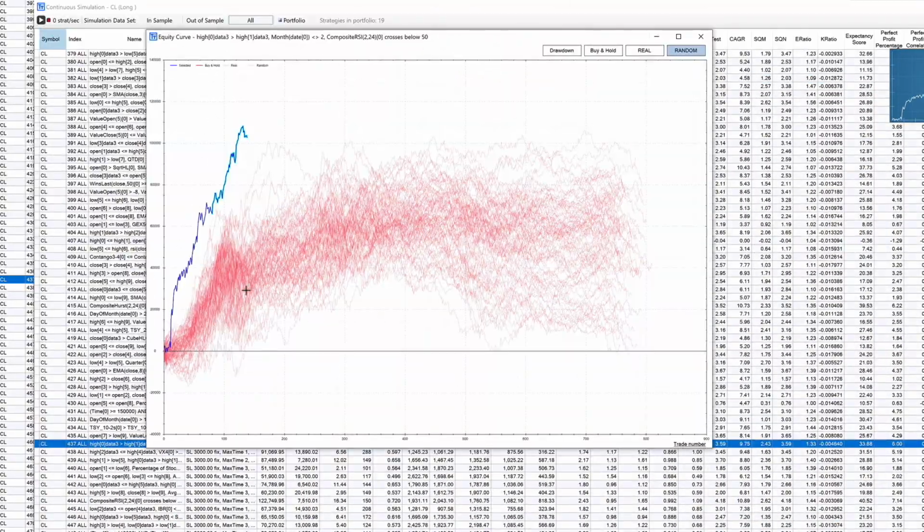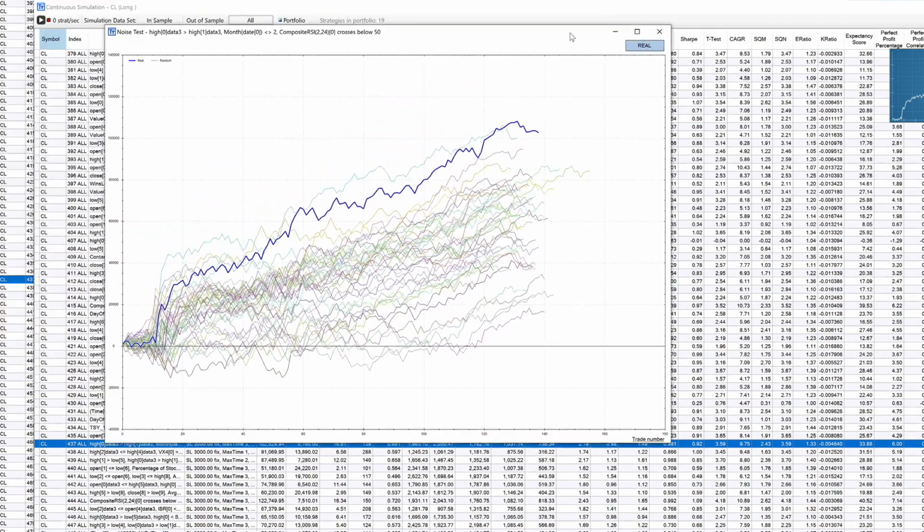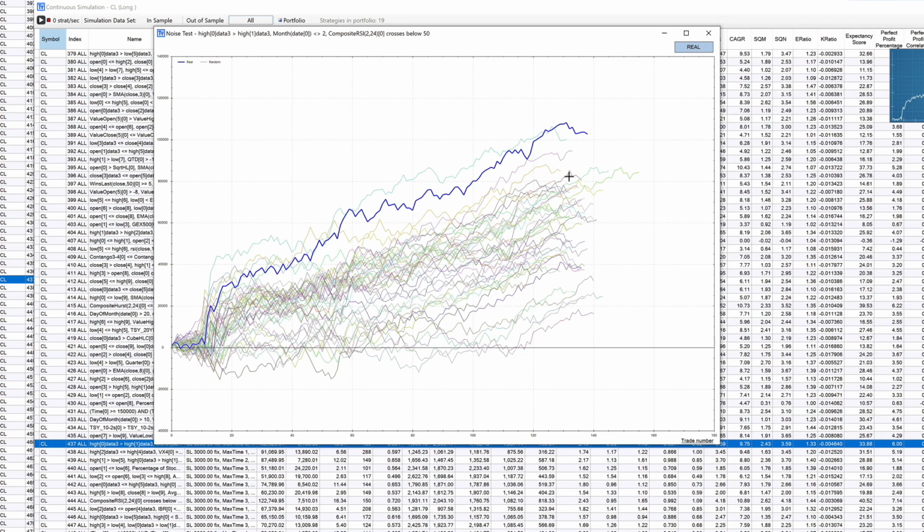Here's another example of clearly above random. And if we do the noise test, we can see they're all profitable. There's a good number, there's a couple up here, at least 1 or 2, that are near where we are here. Now, I will say that as a quick demonstration, none of these have stood out as excellent. They were all just good.